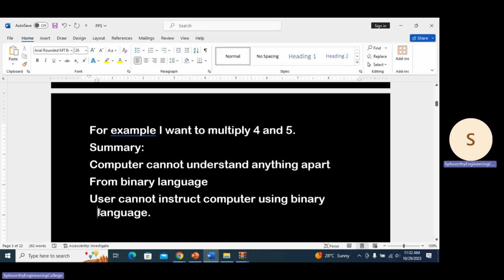Computer cannot understand anything apart from binary language. But user cannot instruct computer using binary language, because just now I gave you an example how difficult it is to remember binary forms of all data and binary codes of all instructions. Like addition will have a binary code, subtraction will have a binary code, multiplication will have a binary code. How many binary codes can I remember? So talking to computer using binary language is very difficult for us, and computer can't understand anything else apart from binary language. So this is the problem.